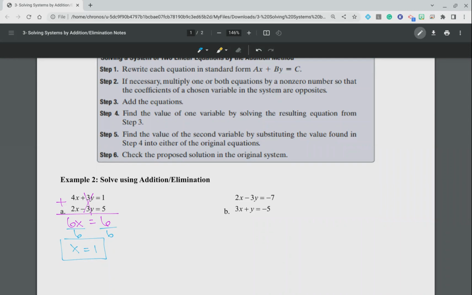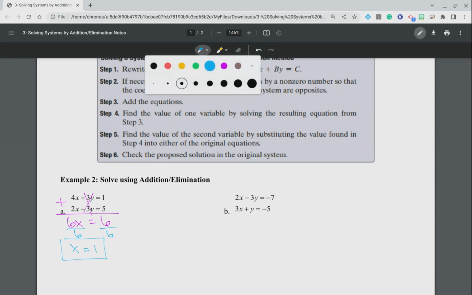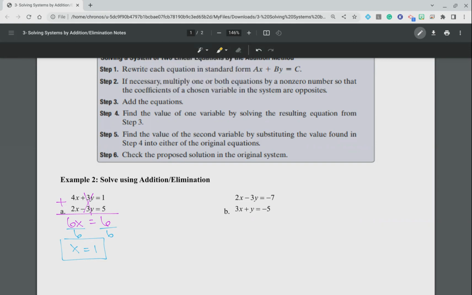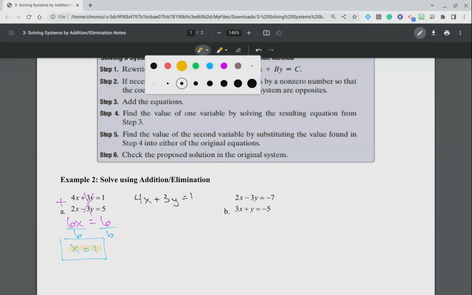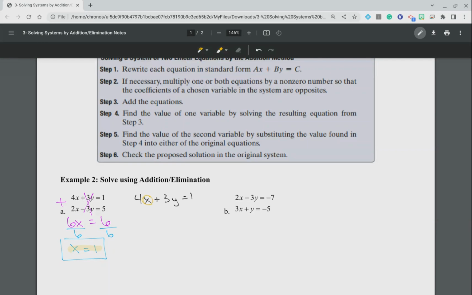And then step 5 says find the value of the second variable by substituting the value in step 4 into either of the original equations. So it does not matter which one you choose. So I'm just going to choose 4x plus 3y equals 1. What I'm going to do is take what I got for x and substitute it in for x in this second equation. And it won't let me highlight, so I'm just going to do this. Substitute it in for x.